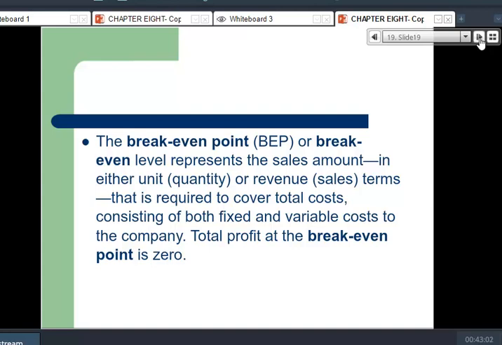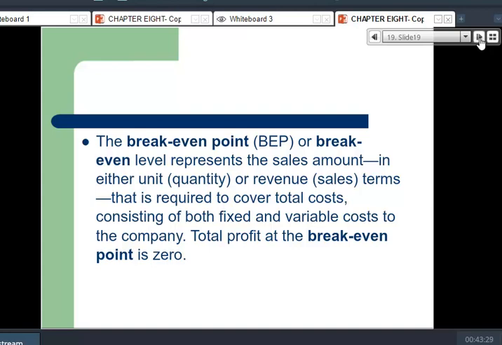So the break-even point or break-even level represents the sales amount in either units or revenue. This break-even point helps us present to the sales force management a point, or quantity, or revenue on a yearly basis.